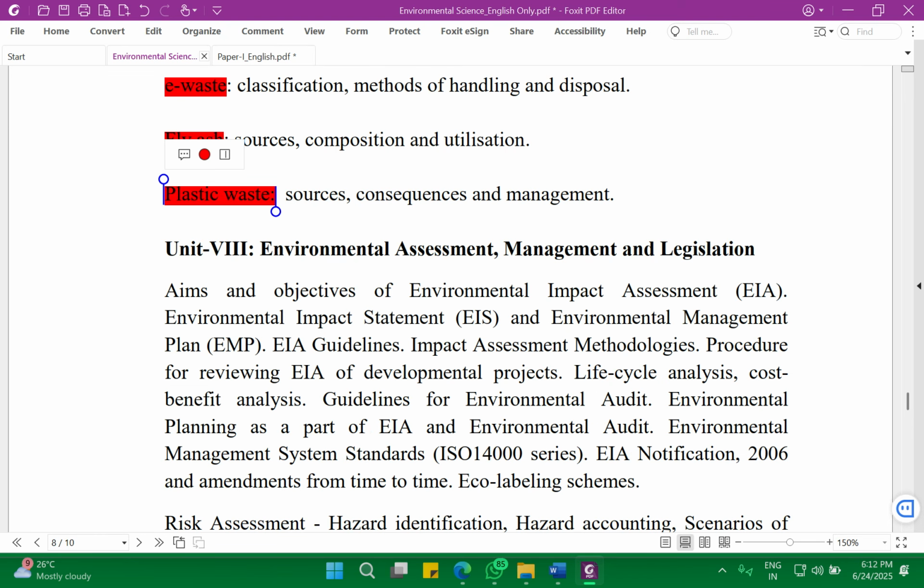Next one is unit 8, EIA. In this EIA, you may expect at least one question from the EMP, that is the Environmental Management Plan. And they may ask the aims and objectives of EIA, and they may ask the steps. What is the first process, then next, then next, like that they may ask.